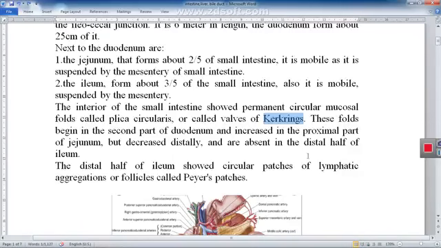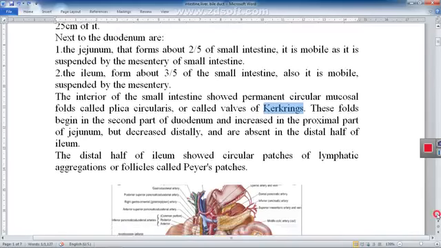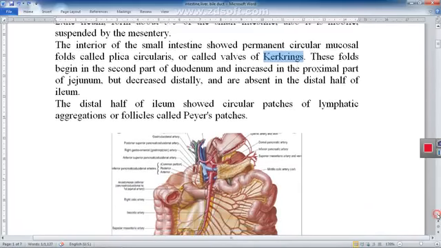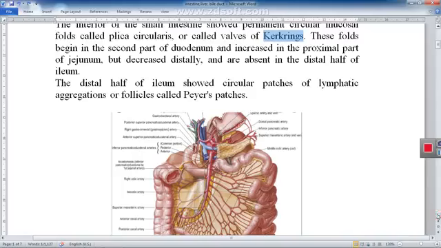But actually the circular folds decrease in the distal jejunum, and decrease more in the proximal ileum, and in the distal half of the ileum maybe they are absent. The distal half of the ileum, which shows absence of plica circularis, shows circular patches in the mucosa, which are lymphoid aggregates that are called Peyer's patches.